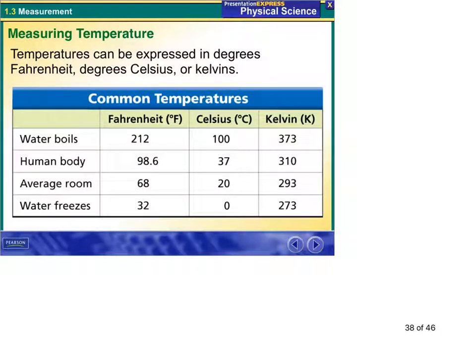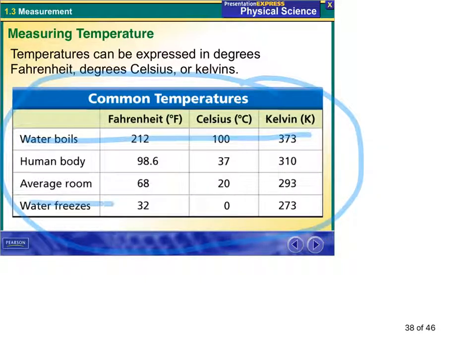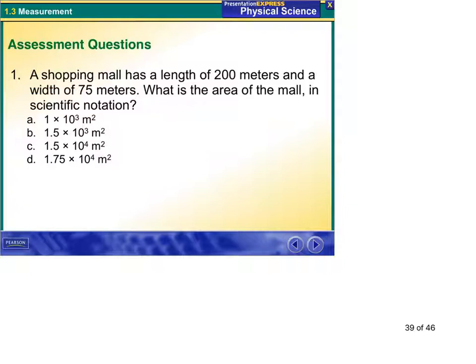Here's a nice little chart you want to make sure you have in your notes. This gives some very key temperatures you're going to remember, like water boils, water freezes, average room temperature, human body temperature. And then we have a few quick review questions.